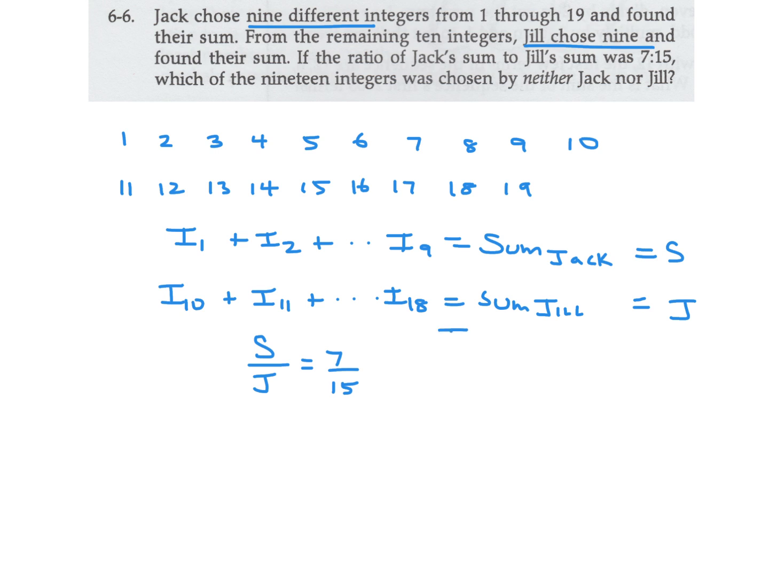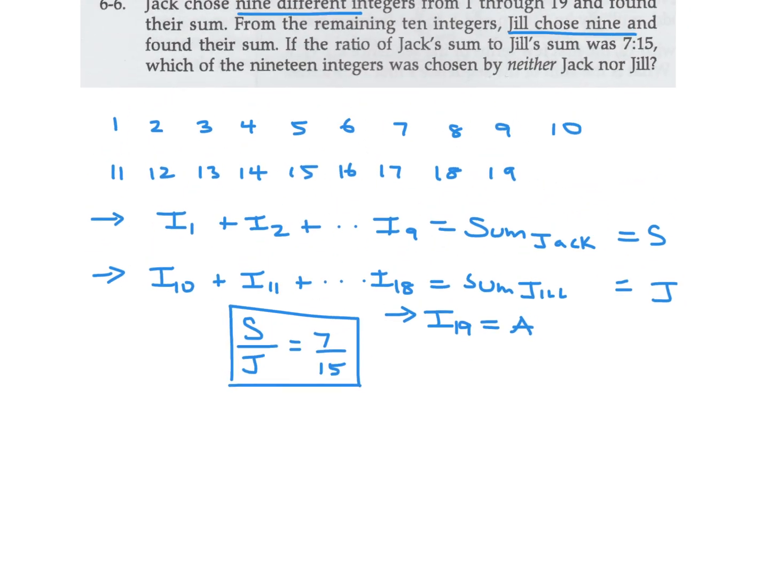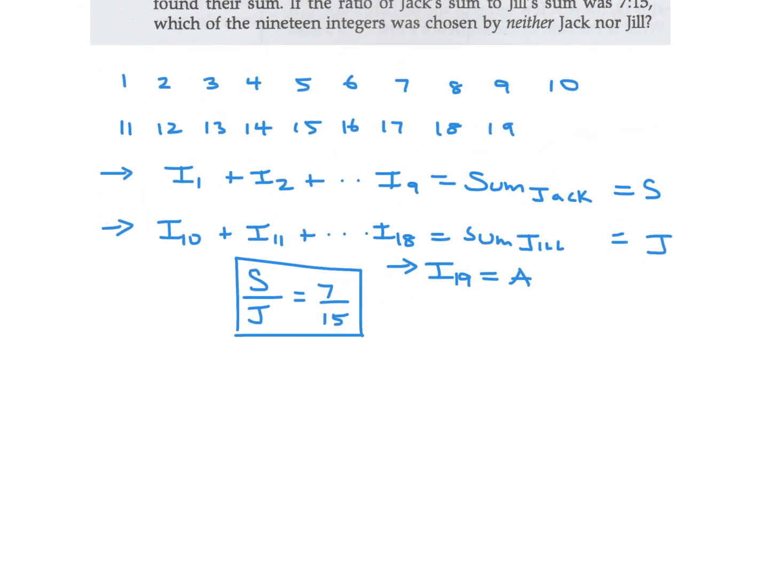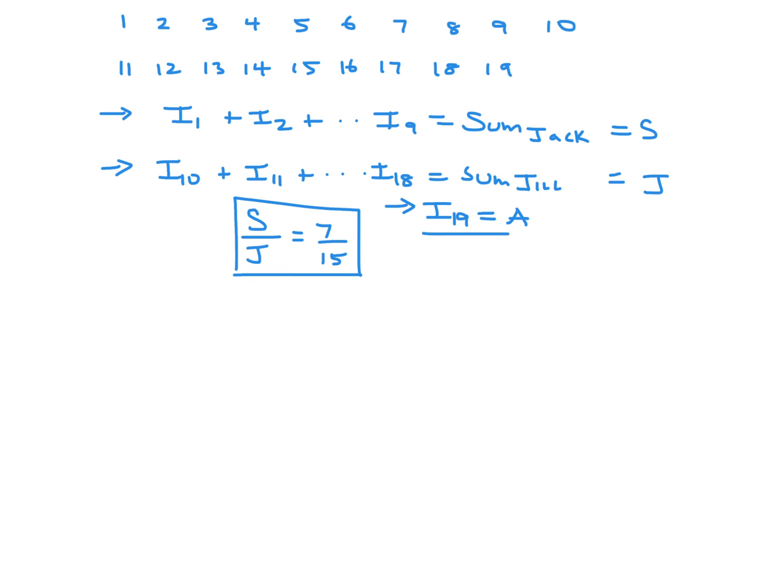And then, of course, we have finally this 19th integer left over, and we'll call that A. I don't know what that is. It could be any of those 19 numbers. So this is basically the setup of the question, and now we have to figure out how to proceed. Our goal in this question is to figure out this number here. What is that one? All right, let's see what we can do.